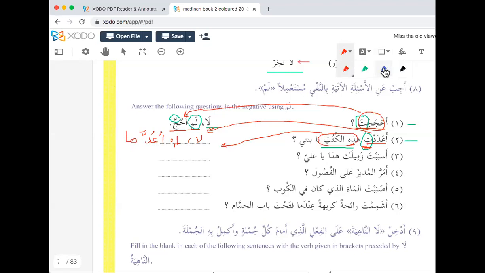Let's join those up with a different color. هذه الكتب joins with, basically is being referred to by this ضمير. لم أعدها. Is that clear? Okay. Number 3, سببت. Did you curse زميلك هذا يا علي? Did you curse your colleague Ali, this colleague of yours, or Ali?